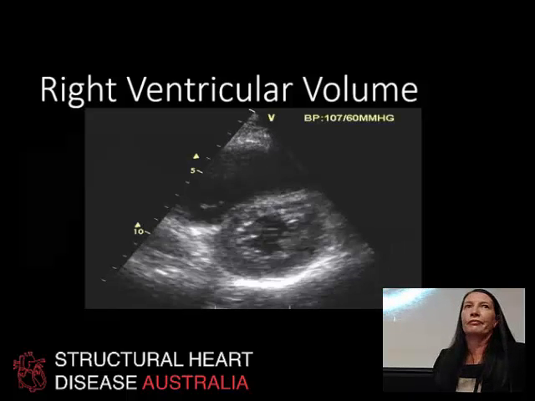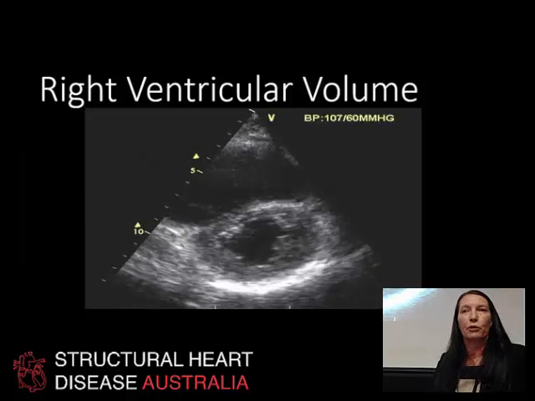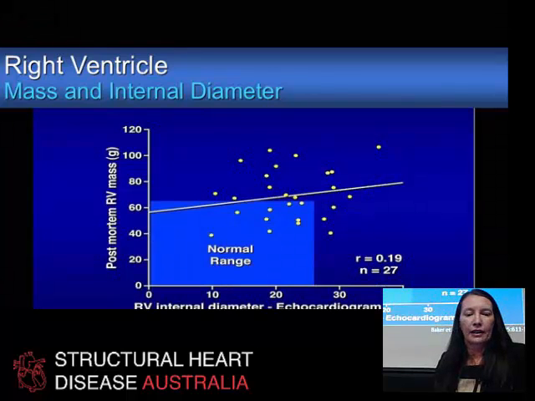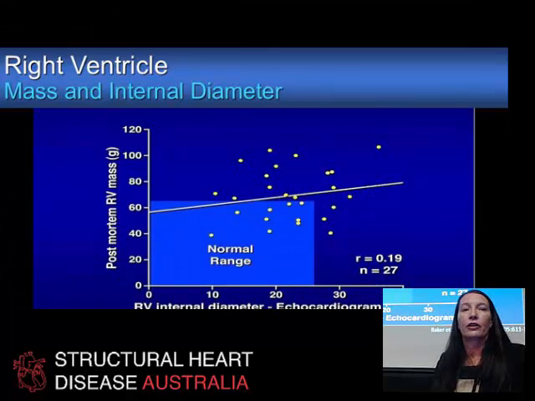So what about the volume? How big is it? How stretched is it? Does that help us? Again, if we look at the internal diameter on echocardiogram and compare it with the post-mortem RV mass, there's a very poor correlation between how much muscle there is and how big the chamber is. And keeping in mind that when the right ventricle responds to pressure or volume overload, its natural hemodynamic response is to dilate. So you would assume that the bigger the ventricle, the bigger the RV mass, but that's not strictly true.